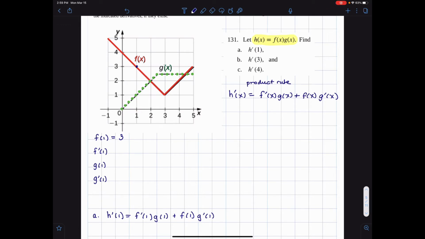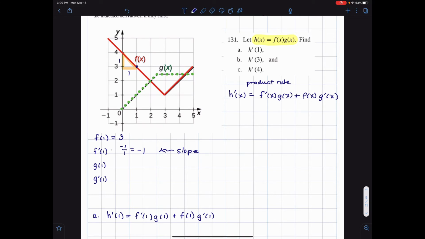Now, what's the derivative? The derivative is the slope of the tangent line, but since it's just a straight line, the tangent line and the line are the same at that point at 1. Maybe I'll draw a little right triangle so I can see what the slope is. It looks like I'm going down 1 and to the right 1. So the slope is -1 over 1, so that's -1. The derivative is the slope of the tangent line, and since f is a straight line at 1, it's the slope of the line.